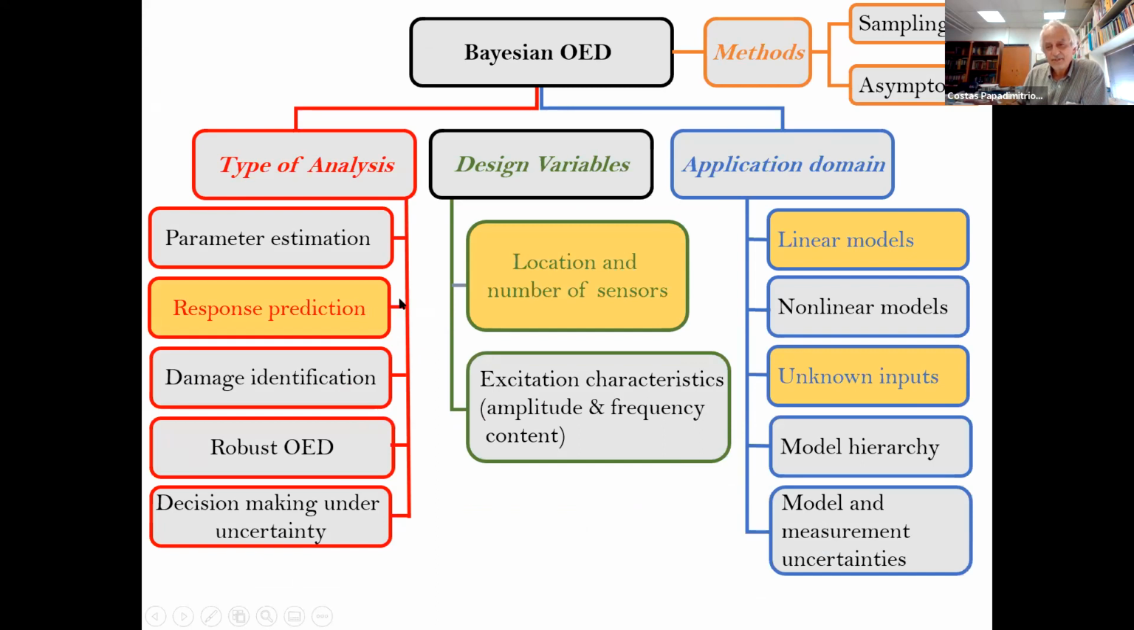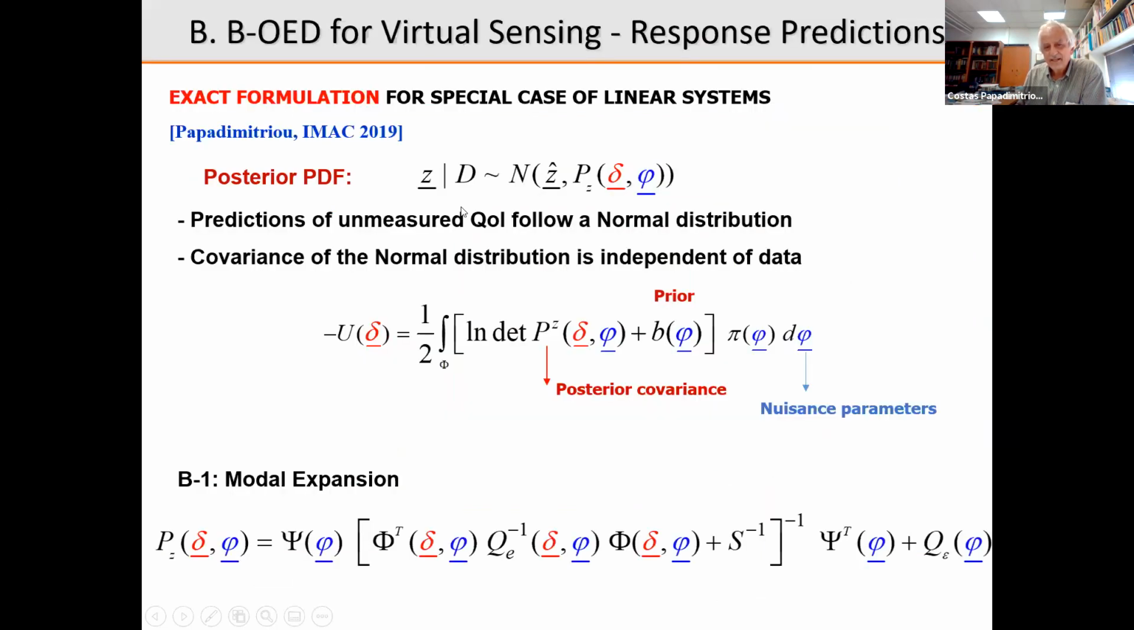Okay, so I'm going to use sensors to estimate responses, and my question is, where should I place them so that I can predict responses at all other locations? And my input is unknown and my model is linear. It turns out that if the posterior PDF of the responses that you want to predict follows a normal distribution with a covariance matrix which is independent of the data, you get a nice formula for the information entropy hidden here. Okay.